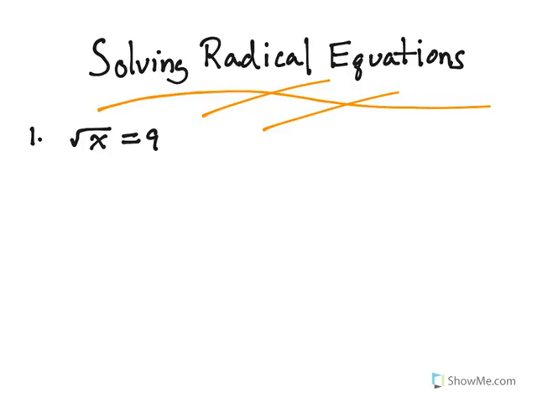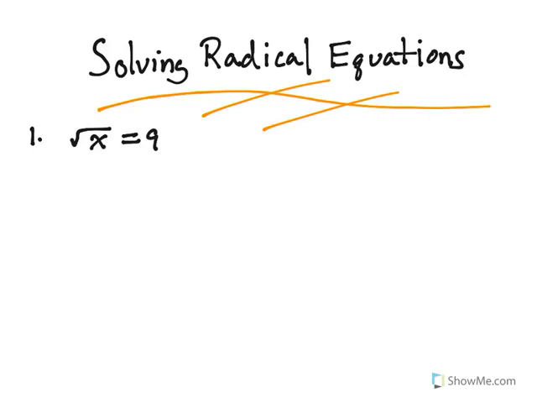Okay, we're going to learn how to solve radical equations. So we're going to start off very simple. The square root of x equals 9. And the easy way to think about this is that we want to raise both sides to the second power because this is the square root.